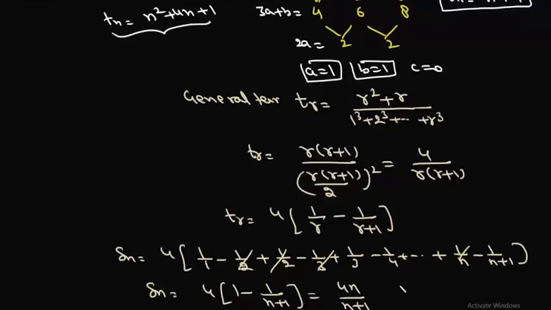Now we need to find the sum up to infinity. Now S infinity is the limit as n tends to infinity of S_n. Here the highest power of n is 1, so its answer is 4 upon 1, which is simply 4. And that is the answer to this question.